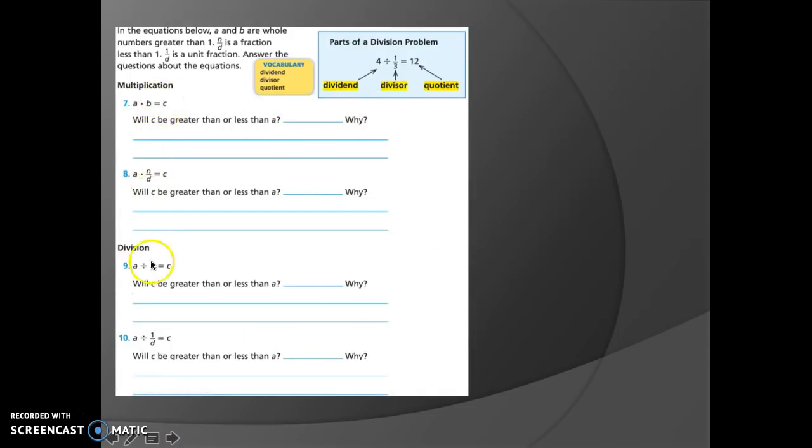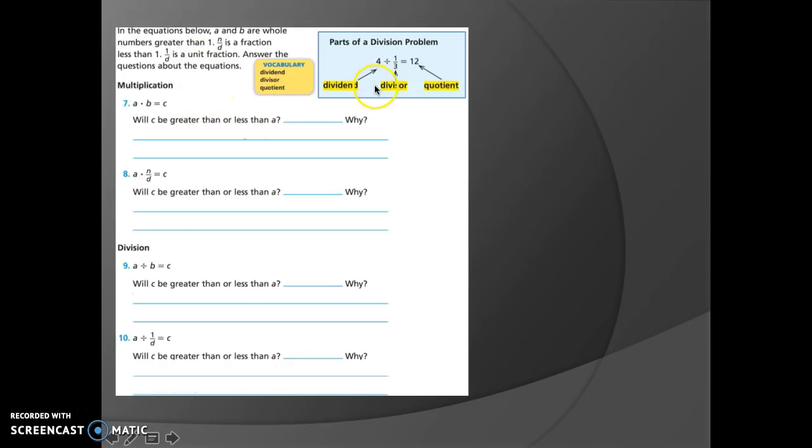We have a lot of letters, but don't let that confuse you. So A and B are whole numbers greater than 1. So this could be 2, 3, whatever. So any whole number greater than 1. N over D, numerator over denominator, that is a fraction less than 1. If it has a 1 on top, it's a unit fraction. So let's take a look at these a minute. We're going to do some predicting here.